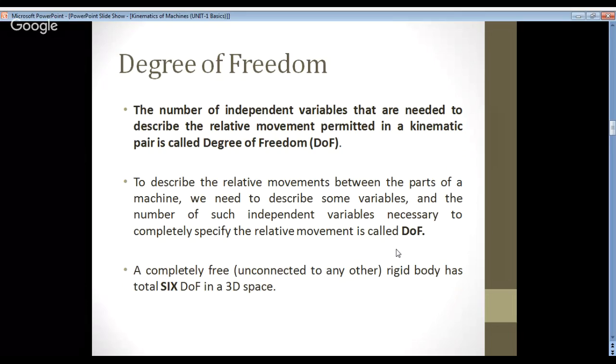So if there is only one variable which can define the entire state of the body, then it is one degree of freedom. We also know that a body which is free in space has 6 degrees of freedom.